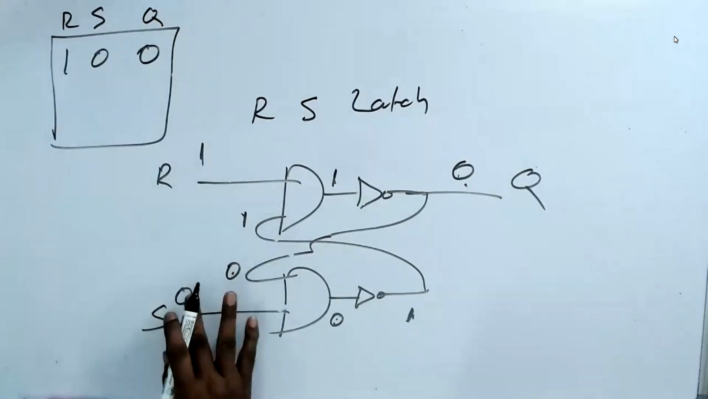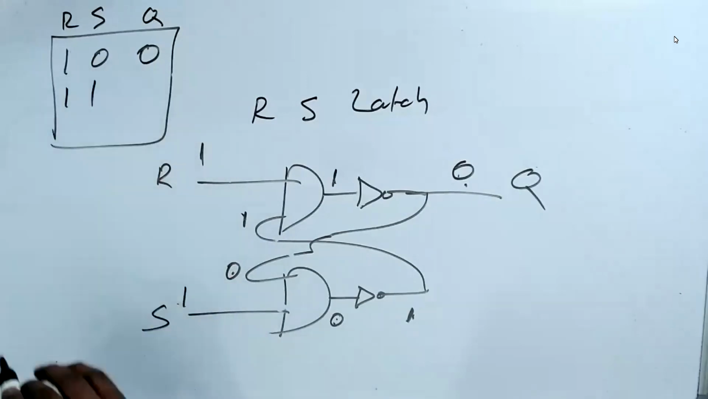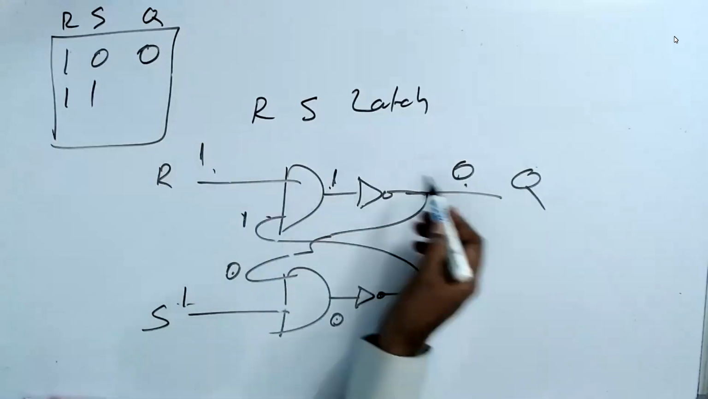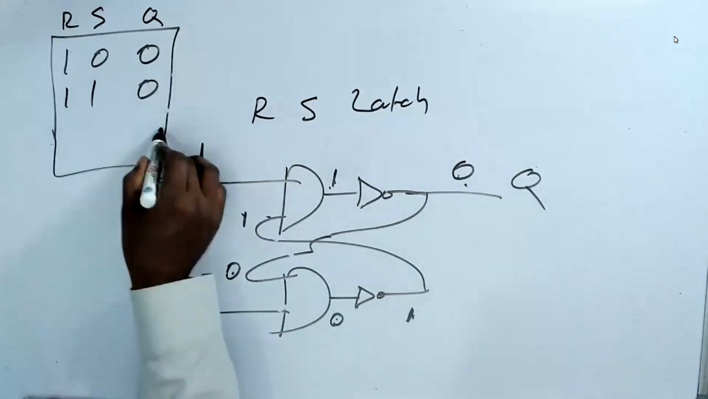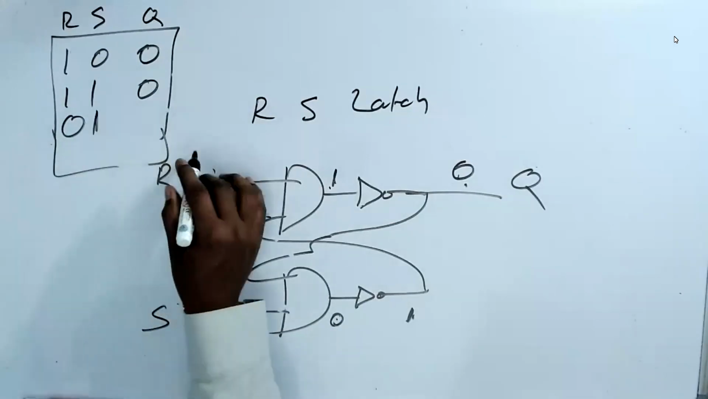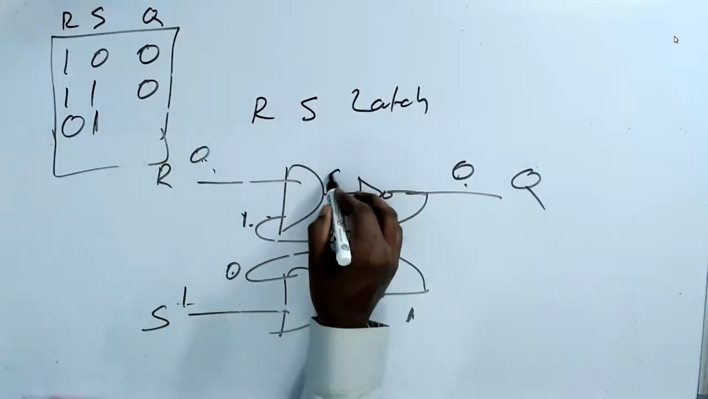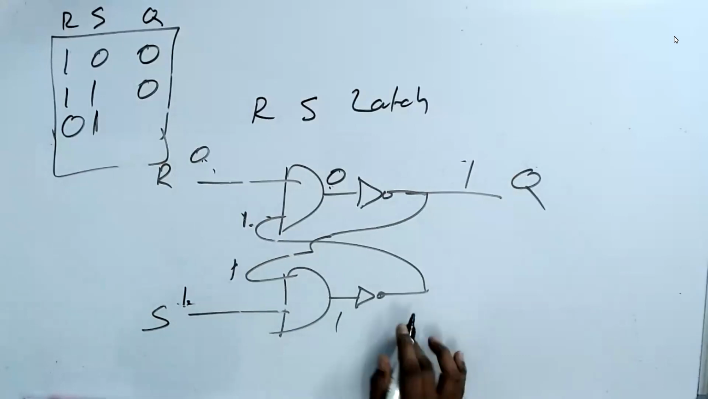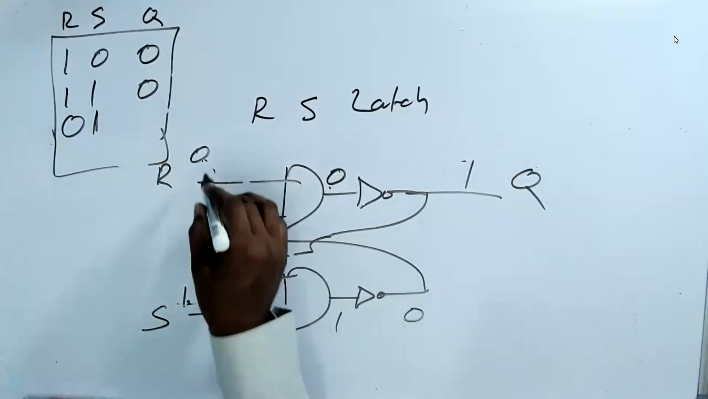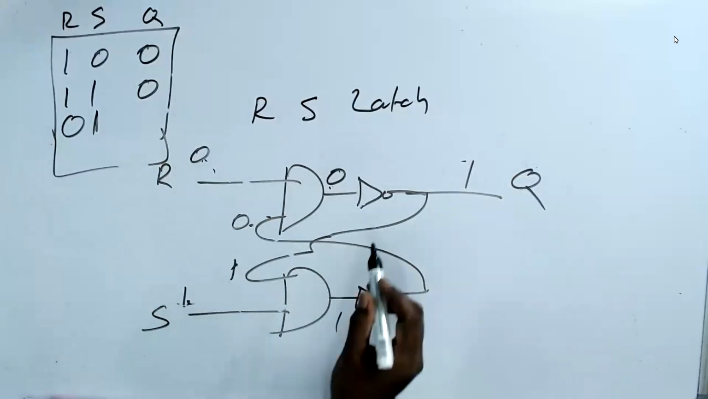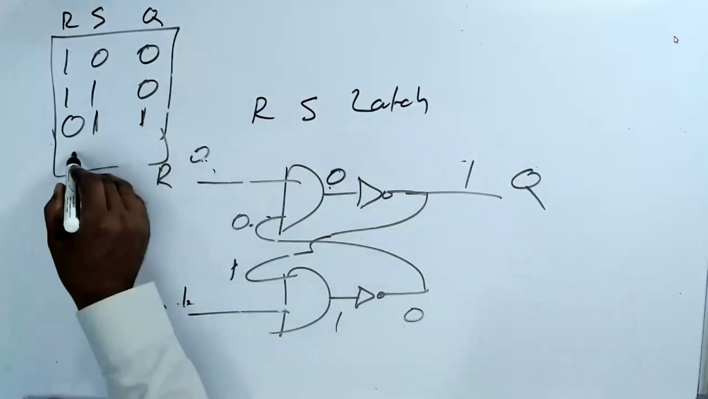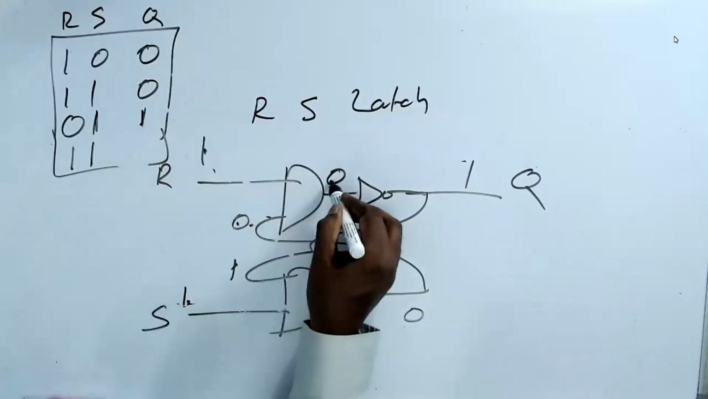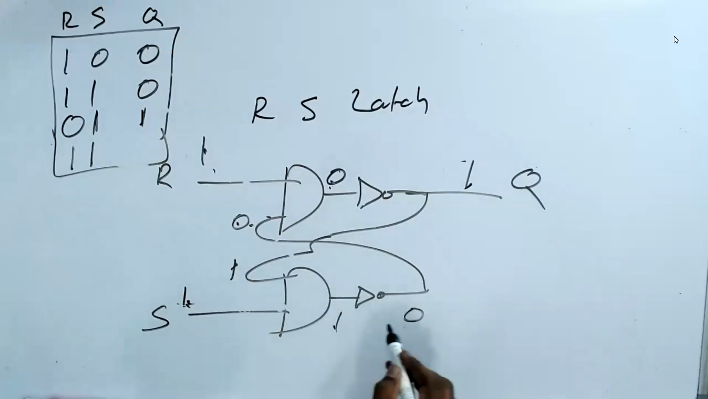Then I make S as 1. Then it becomes 1, 0, 0, 1, 1, 1, 1, 0. So it becomes 0. When you make R as 0, 0, 1, 0. This becomes 1, 1, 1, 1, 1, and this becomes 0, 0. So this becomes 1. Now when both become 1, 1, let's say make this as a 1. 1, 0, 0, 1, 1, 1, 1, 0, 0 like this.